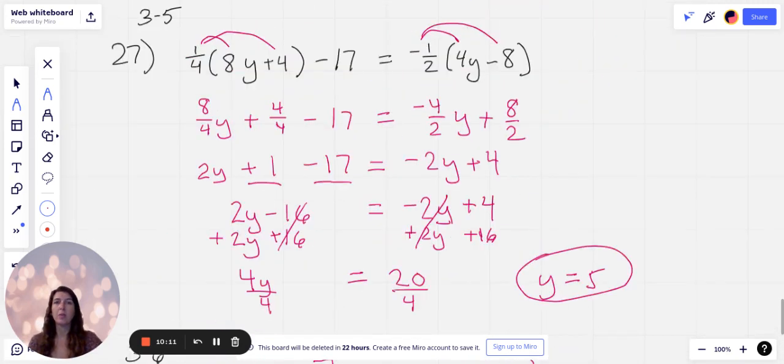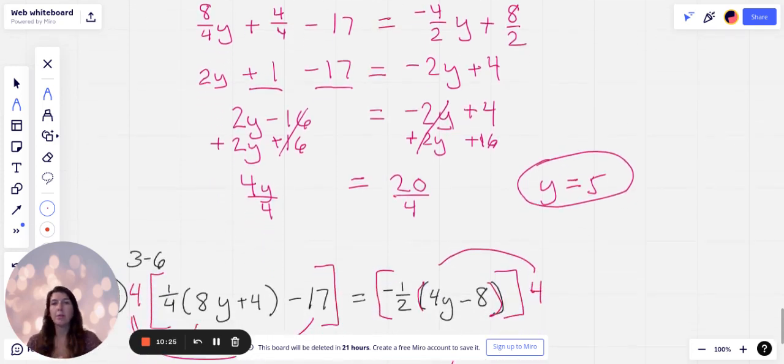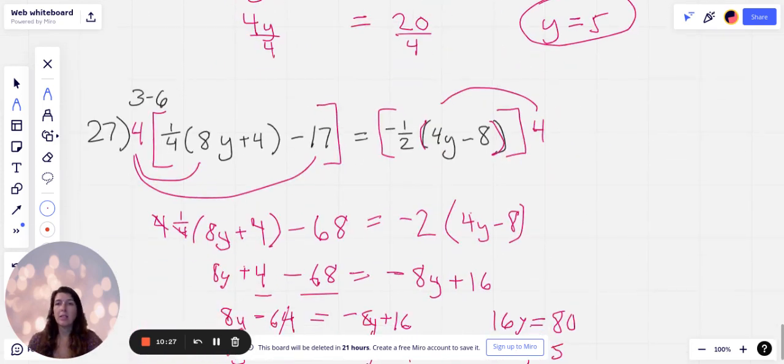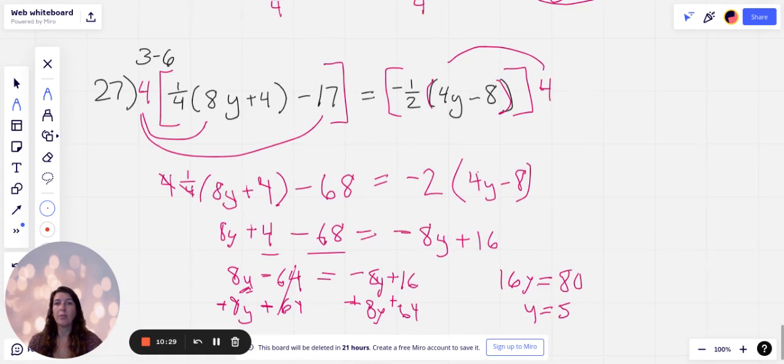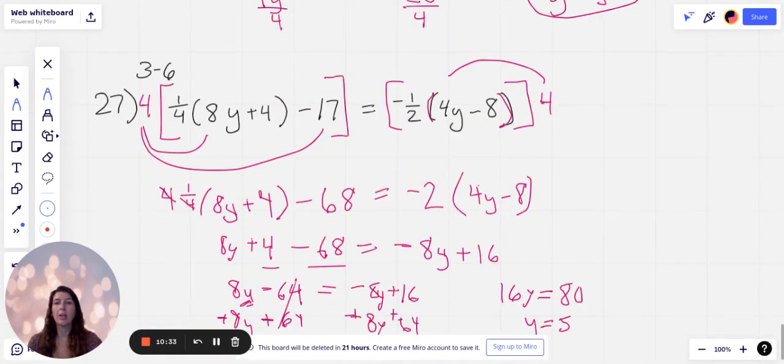So this one, it was the same problem. What we did here was we distributed first, combined our like terms, brought our y's on one side, our constants on the other side, and we got y equals 5. This and 3.6, we're trying to get rid of the fractions. So here we had fractions. Here we're getting rid of our fractions.